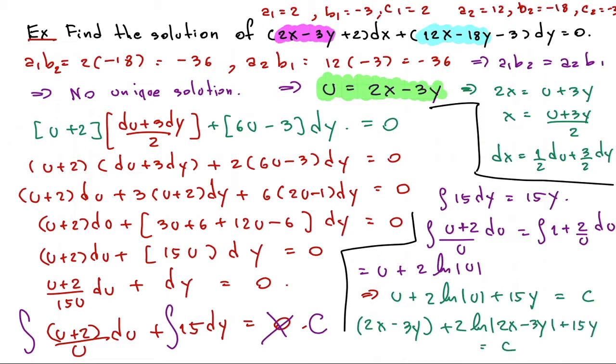Right? Right? And can I write it here? We are about to finish. So here is 2x plus 12y, right? Plus 2 log of 2x minus 3y equals c. Right? And if you want, you can divide the whole equation by 2 again, but I'm not doing that, okay? So that is the solution.